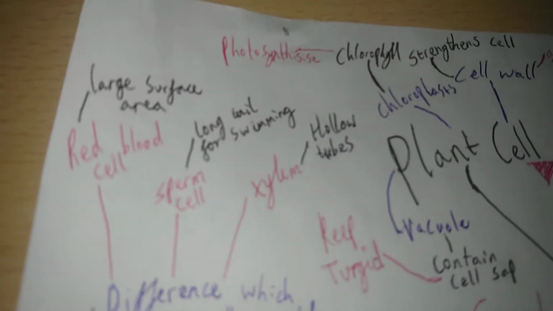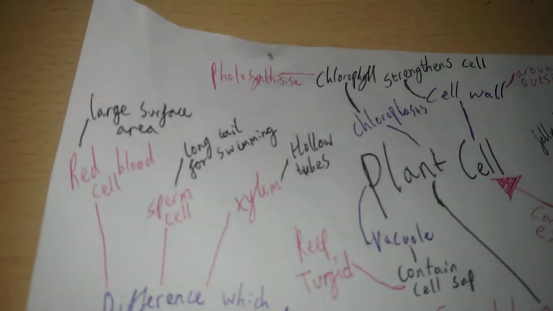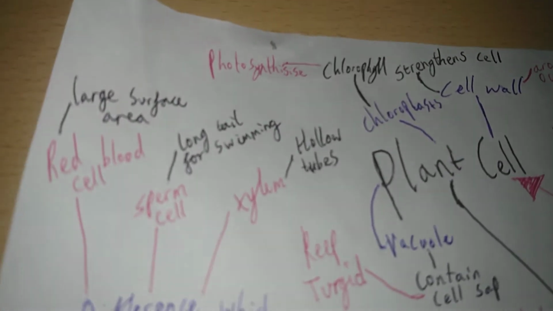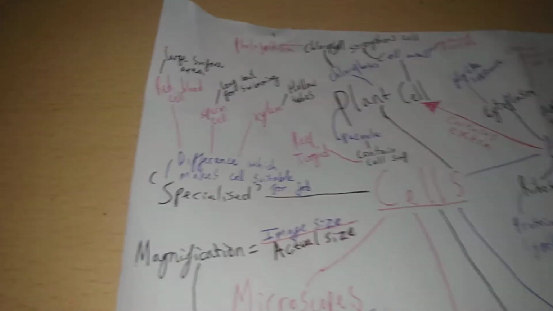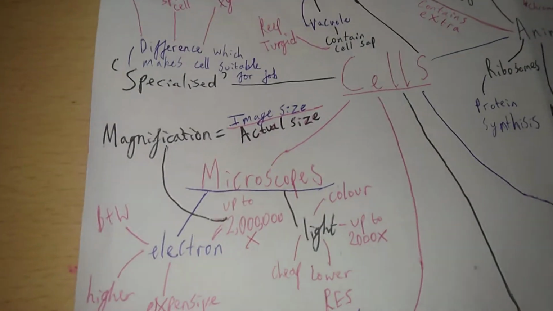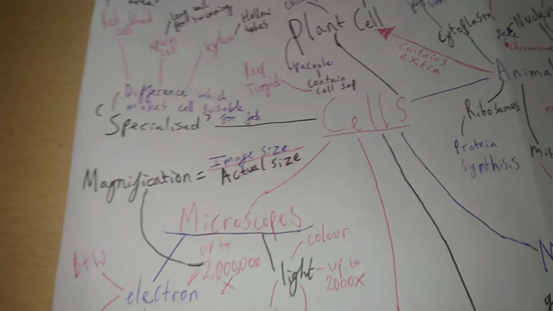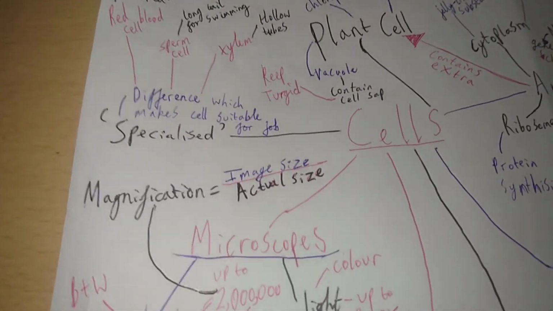Also, other adaptations are that the sperm cell has a long tail for swimming, and the xylem has hollow tubes. So, what's next? The microscopes. Remember the microscopes because they see microscopic things. It's a good way to remember it.